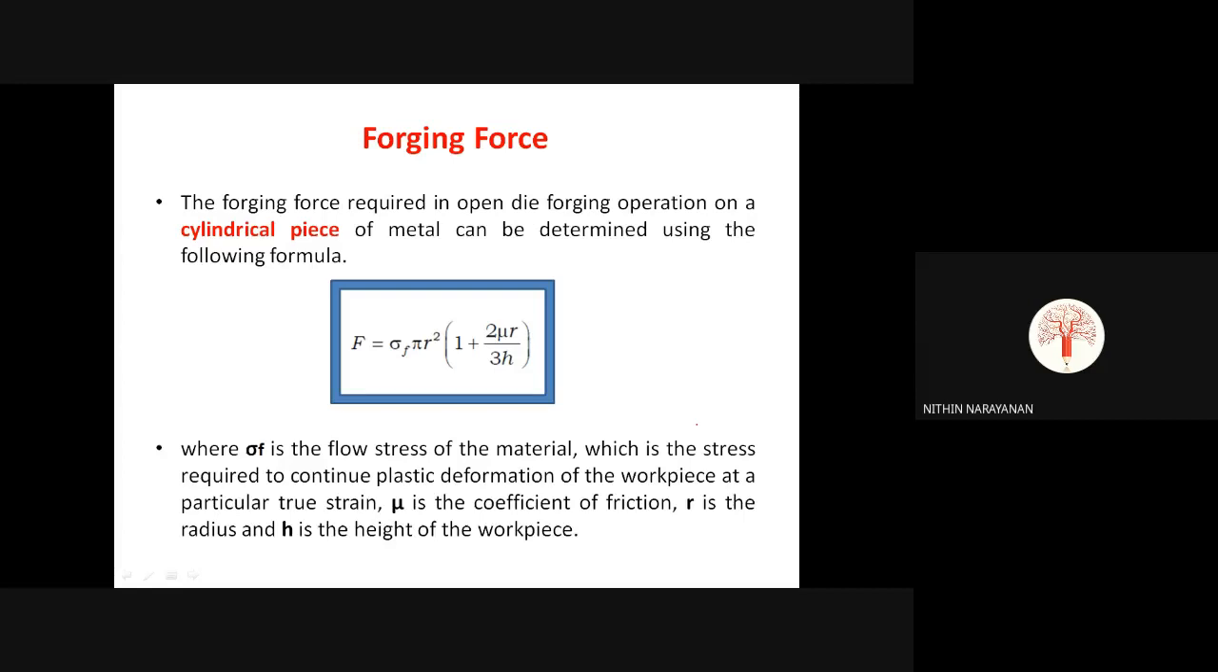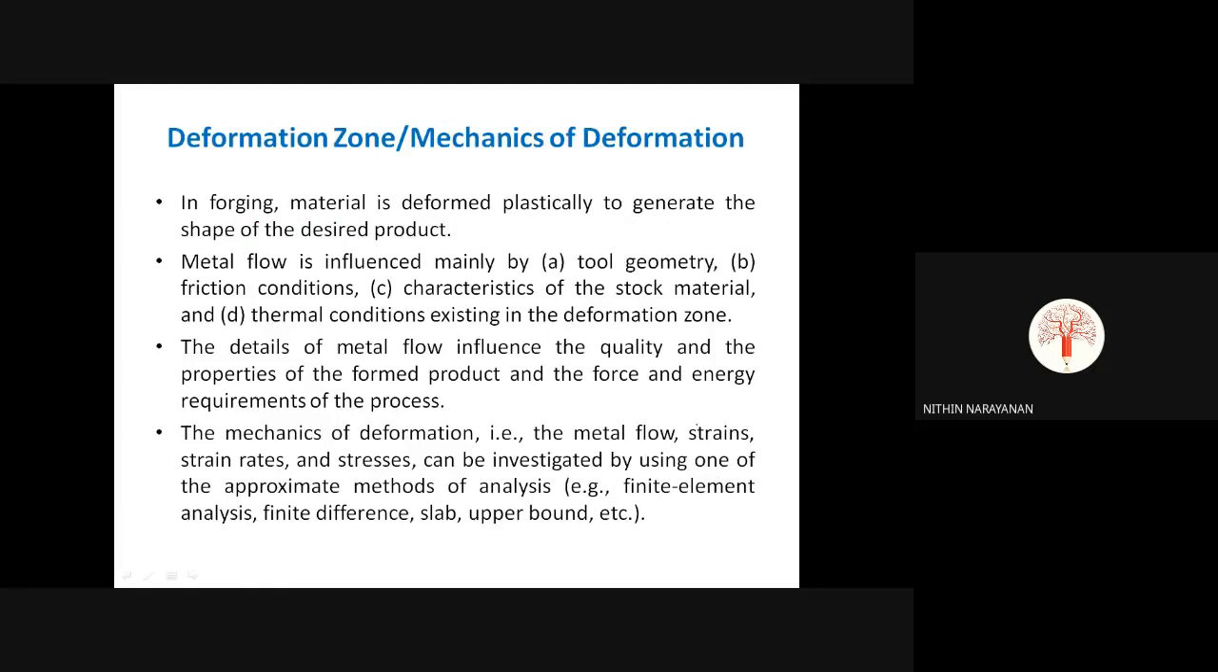Previously, for the slab method, we considered 3 cases of friction. There we considered a rectangular slab with the plane strain condition. There we analyzed the different pressures, that is, the average as well as the normal pressures. Next thing is the mechanics of deformation. So in forging, material is deformed plastically to generate the shape of the desired product.